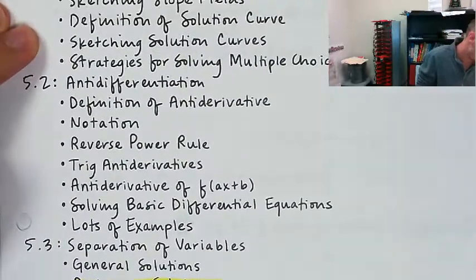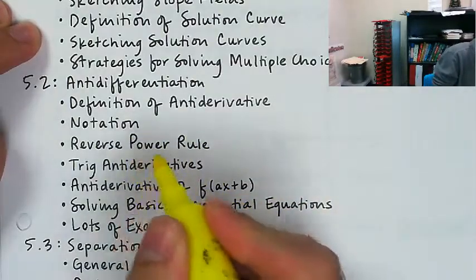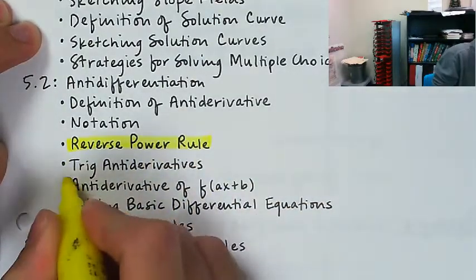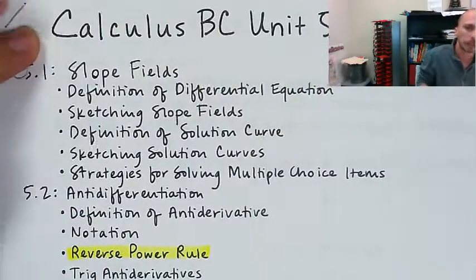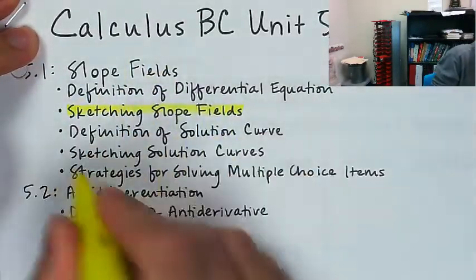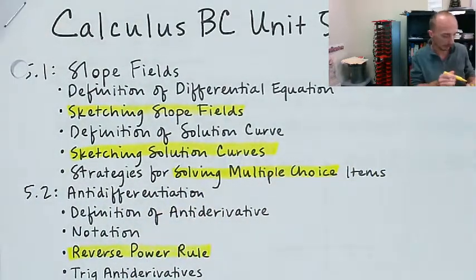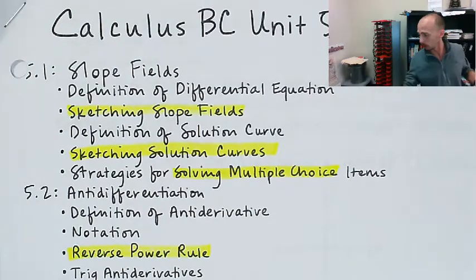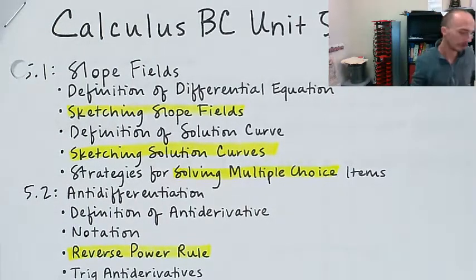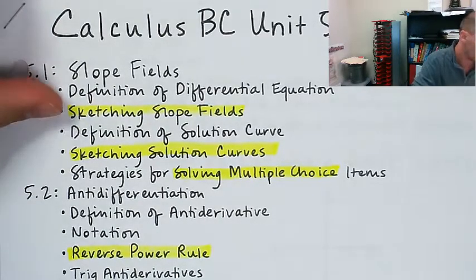Okay, anti-differentiation, I'm not going to do a whole lot of these, but these are the things we need to be able to do. Up here: sketch the slope field, sketch the solution curve, solve multiple choice. So this is a very finite list of things that we can run through while I'm recording this video. Okay, so first thing, sketching slope fields.